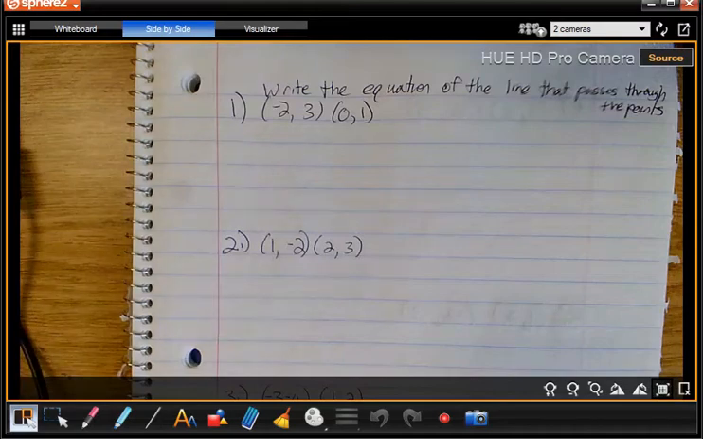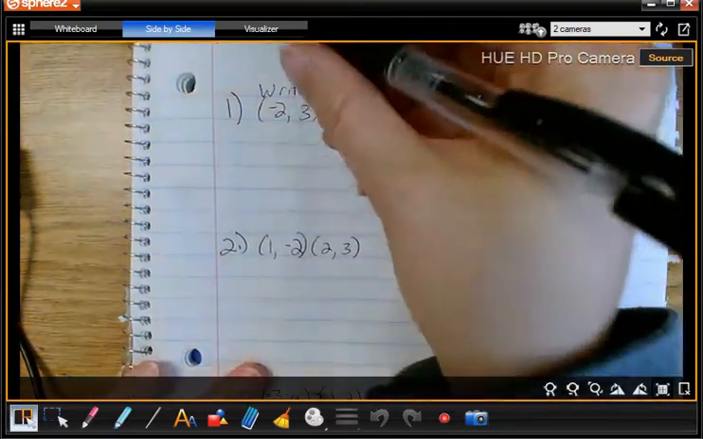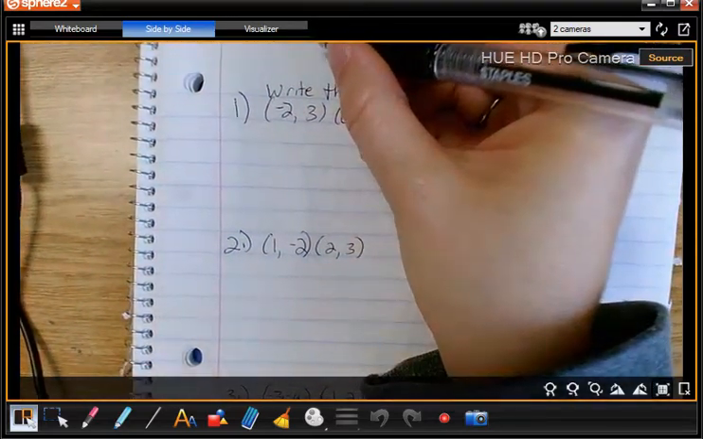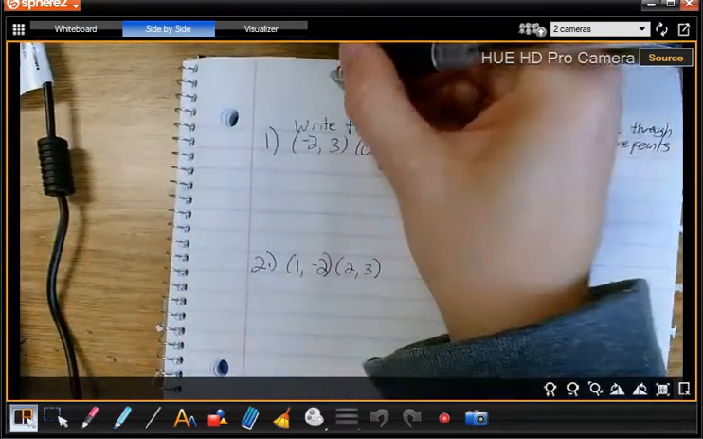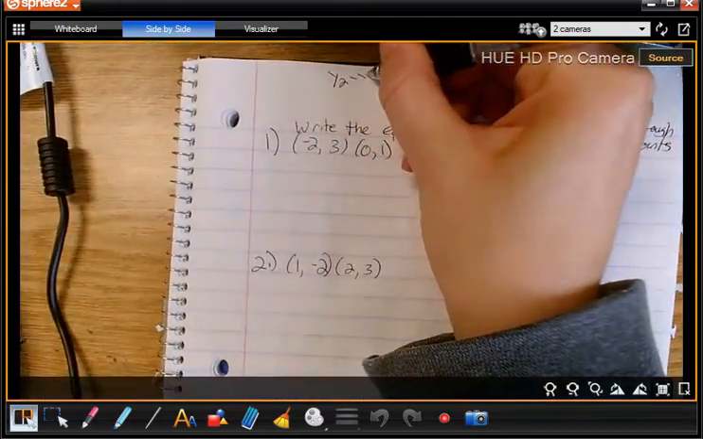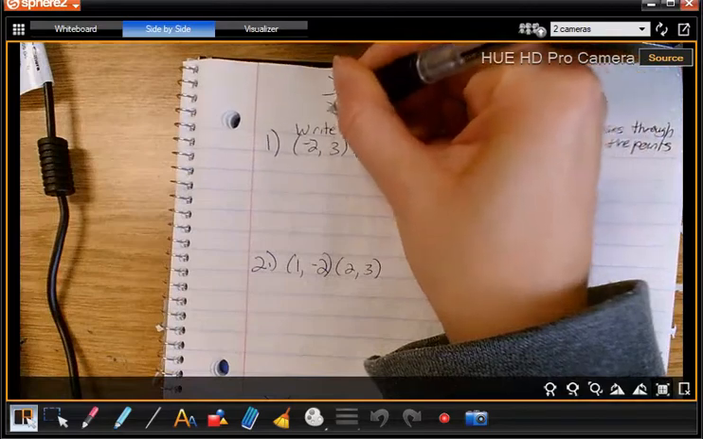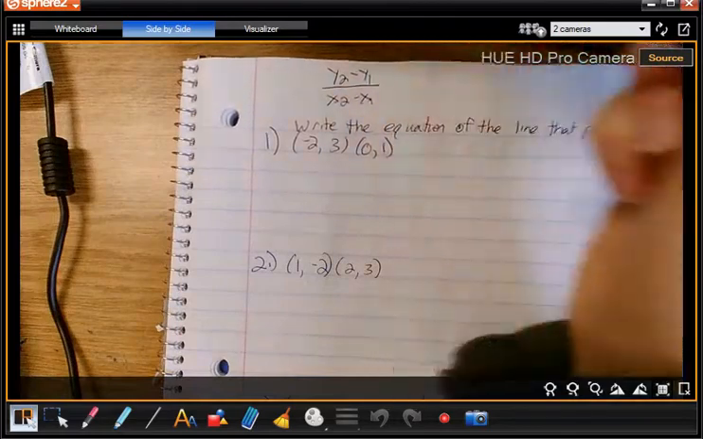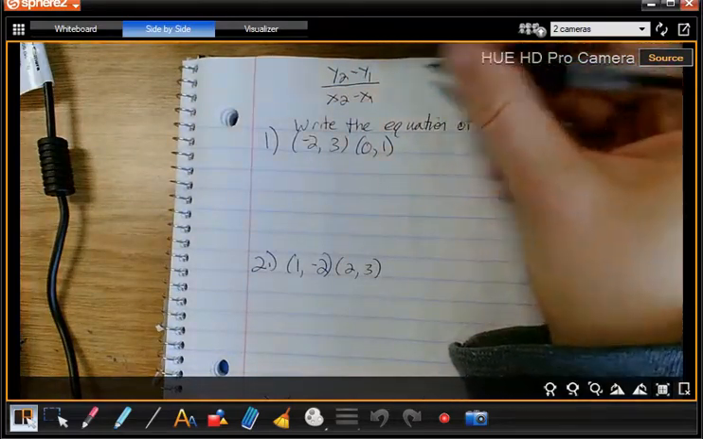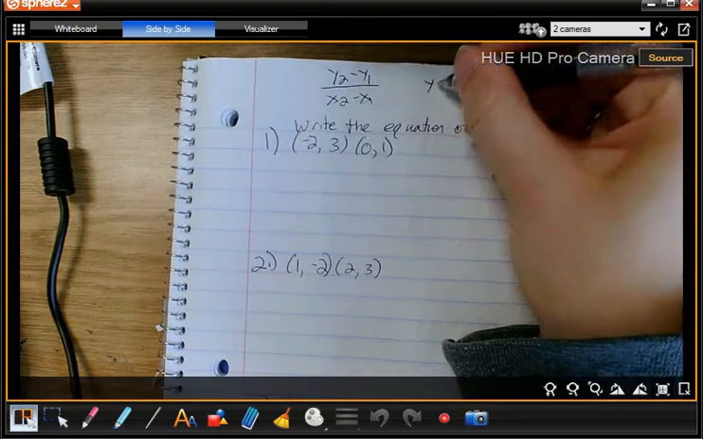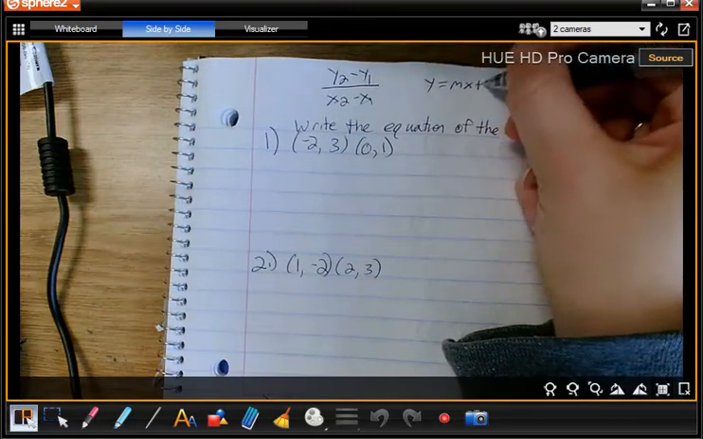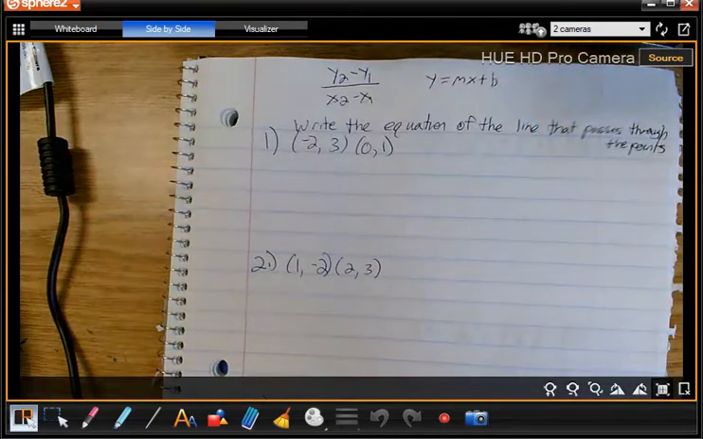We're going to look at how to find the equation using 2 points. So we're going to start with slope. We remember that the slope formula, which I'm going to write right at the top of my paper, is y2 minus y1 over x2 minus x1. And then our slope-intercept form is y equals mx plus b. So we're going to use those to do this.